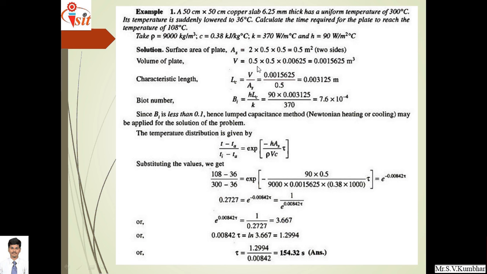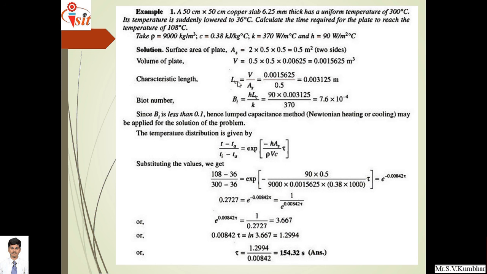The volume of the plate is 0.5 into 0.5 multiplied by the thickness, 6.25 mm. So the volume is this one. The characteristic length is V upon As. Another alternative method is, for a plane slab, you can consider L by 2 also. Its Lc is 0.03125. If you divide the thickness by 2, that is L by 2, it will be the same figure, 0.03125 meter, that is the characteristic length. This is the very first important procedure.